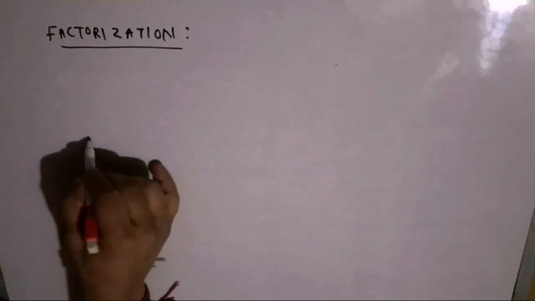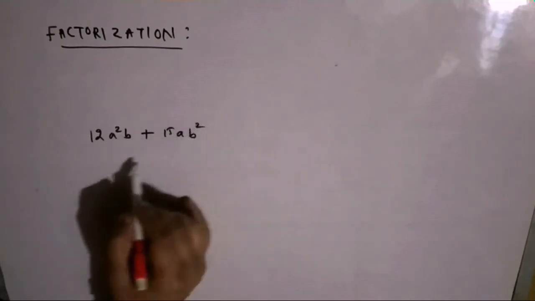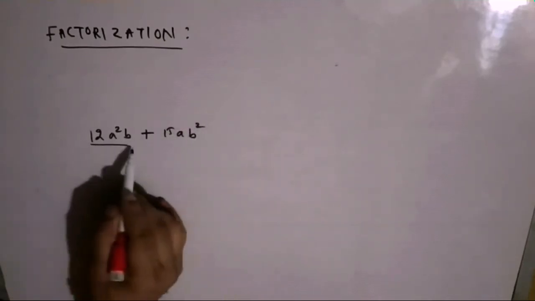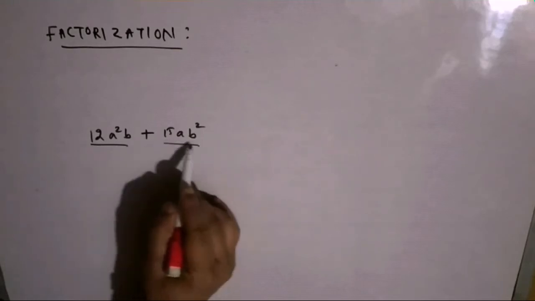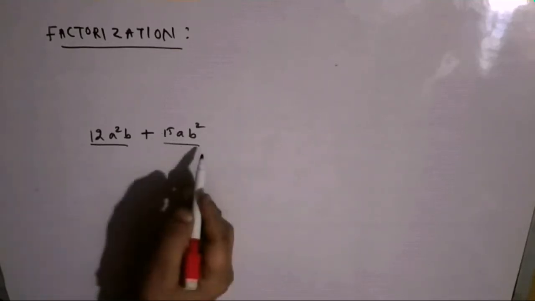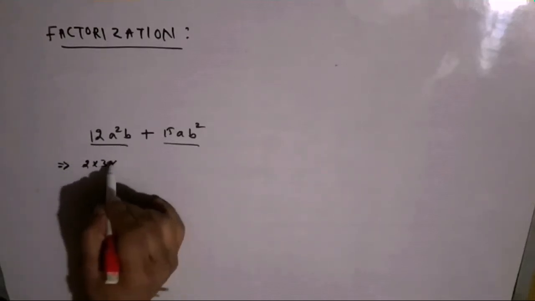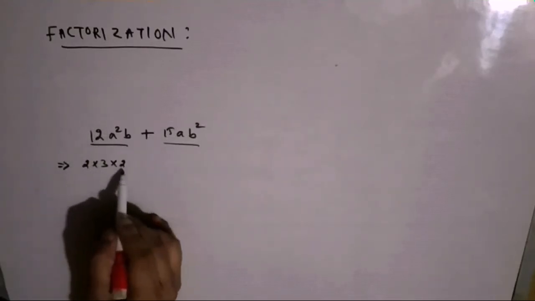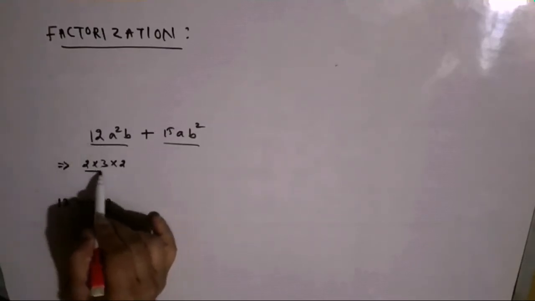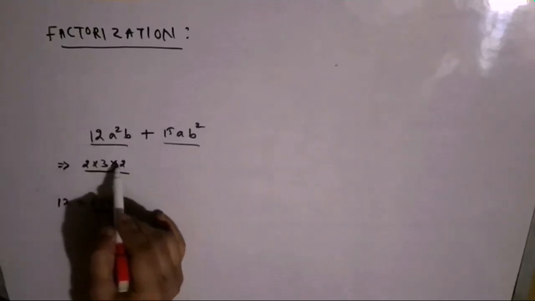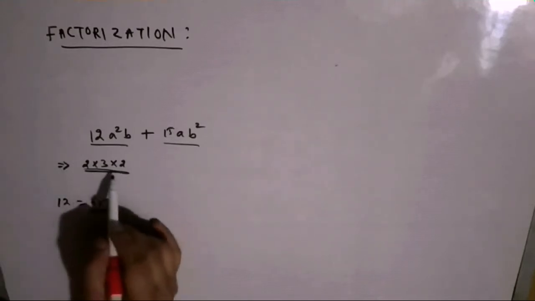Suppose I take another example, 12 into a square into b plus 15 into a into b square. First of all I will write this expression as a product of all its components, that is, as a product of all the prime and irreducible factors, and then I will take common. 12 can be written as 2 into 3 into 2. 12 can also be written as 6 into 2, but I will not write this one, because I have to write 12 as prime factors. Prime factors mean the smallest factors of 12, that is 2 into 3 into 2, because further they cannot be subdivided.